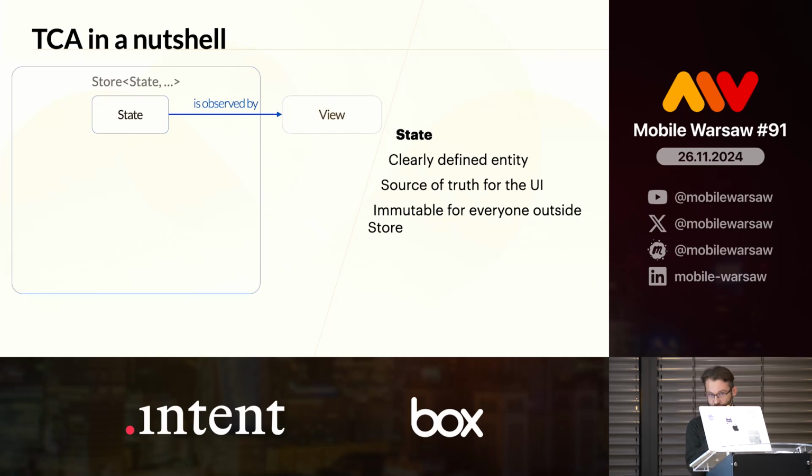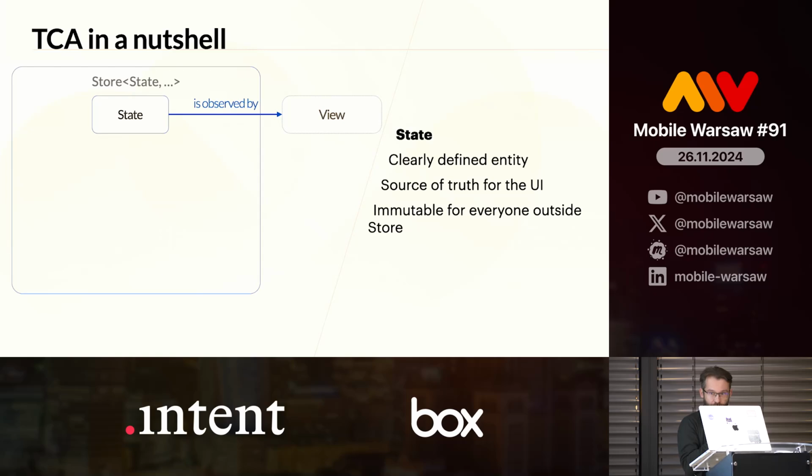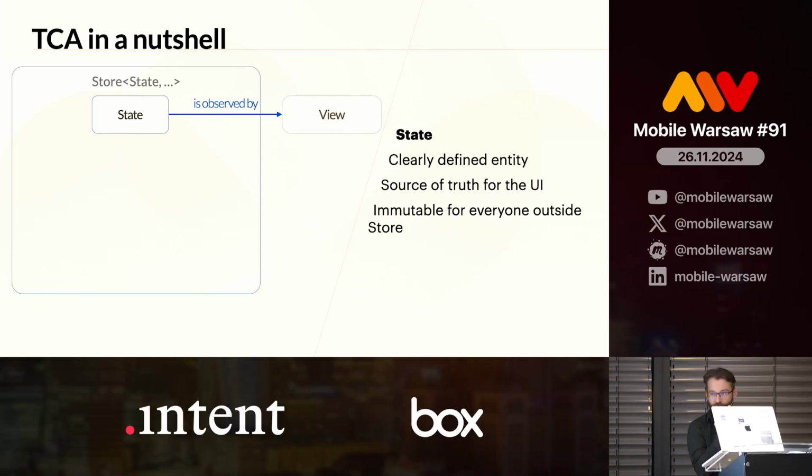The view needs something to render, right? And this something is a state. So state is a clearly defined entity. It's a lightweight entity, so on iOS it will usually be a struct or enum. And it becomes the source of truth for the whole UI. State is observable, meaning that the view will get all the updates that happen to state, to re-render stuff. And a very important characteristic of the state is that it's immutable for everyone outside the store.